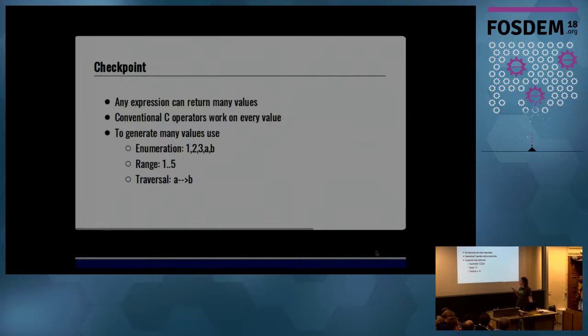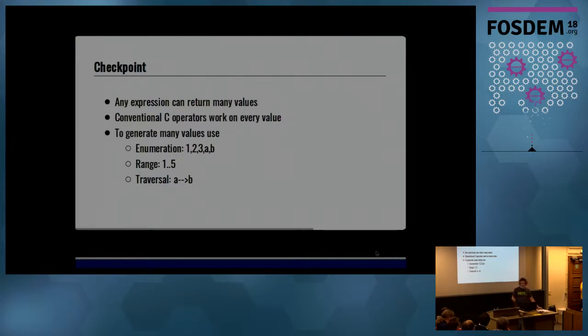So let's make a checkpoint. If somebody wanted to leave the room right now, that's the one important thing I would want you to remember. In Duel, any expression can return many values, and conventional C operators work with many values, basically applying to every value in order. And there are 3 ways in Duel to generate those many values.